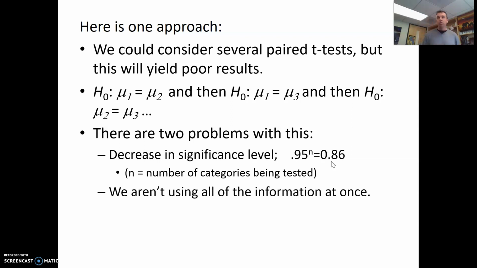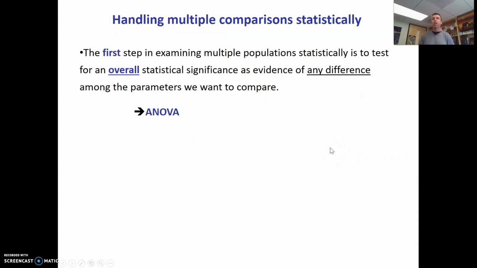Because we're not using all of the information at once, because we're doing this in a pairwise test, the more t-tests we use to compare the different data in our group, the less confidence we have. ANOVA, on the other hand, uses all of the groups at once. And that's why it's much more powerful.